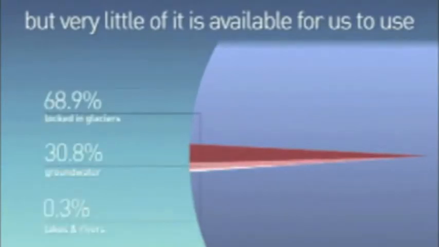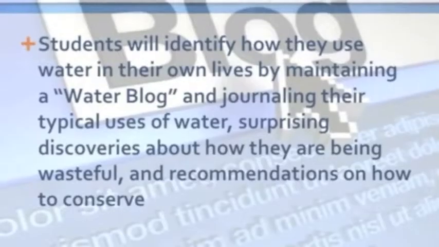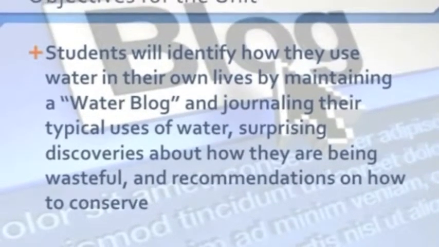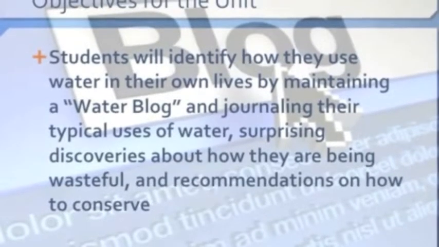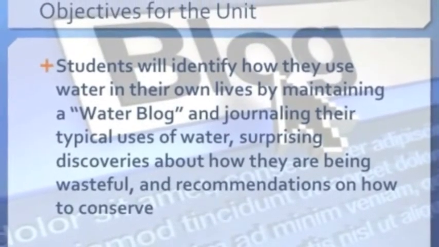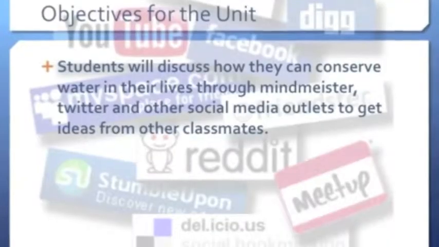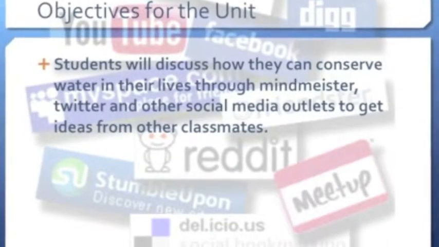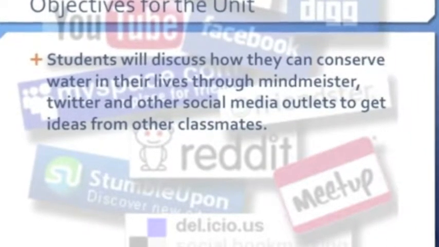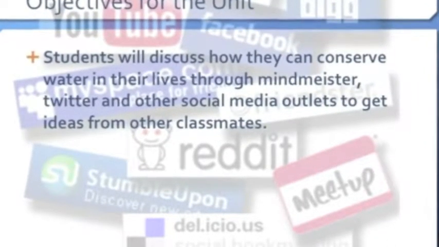The objectives of this unit will be: students will identify how to use water in their own lives by maintaining a water blog and journaling their typical uses of water, surprising discoveries about how they're being wasteful, and recommendations on how to conserve. Students will discuss how they can conserve water in their lives through MindMeister, Twitter, and other social media outlets to get ideas from other classmates.